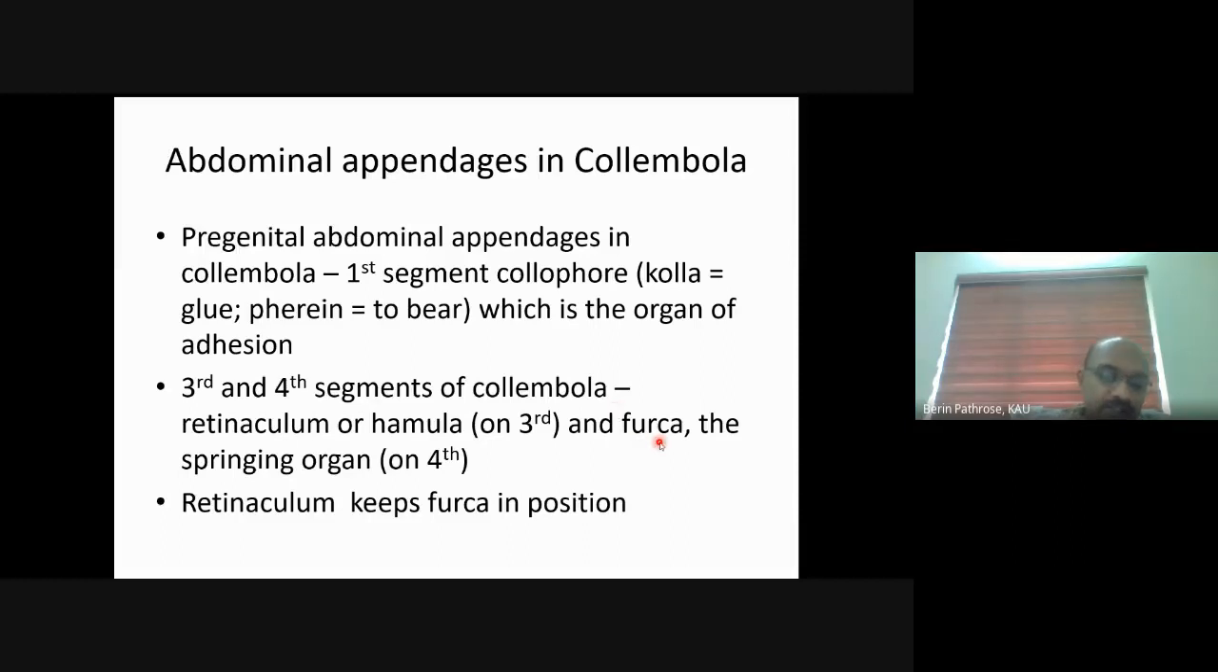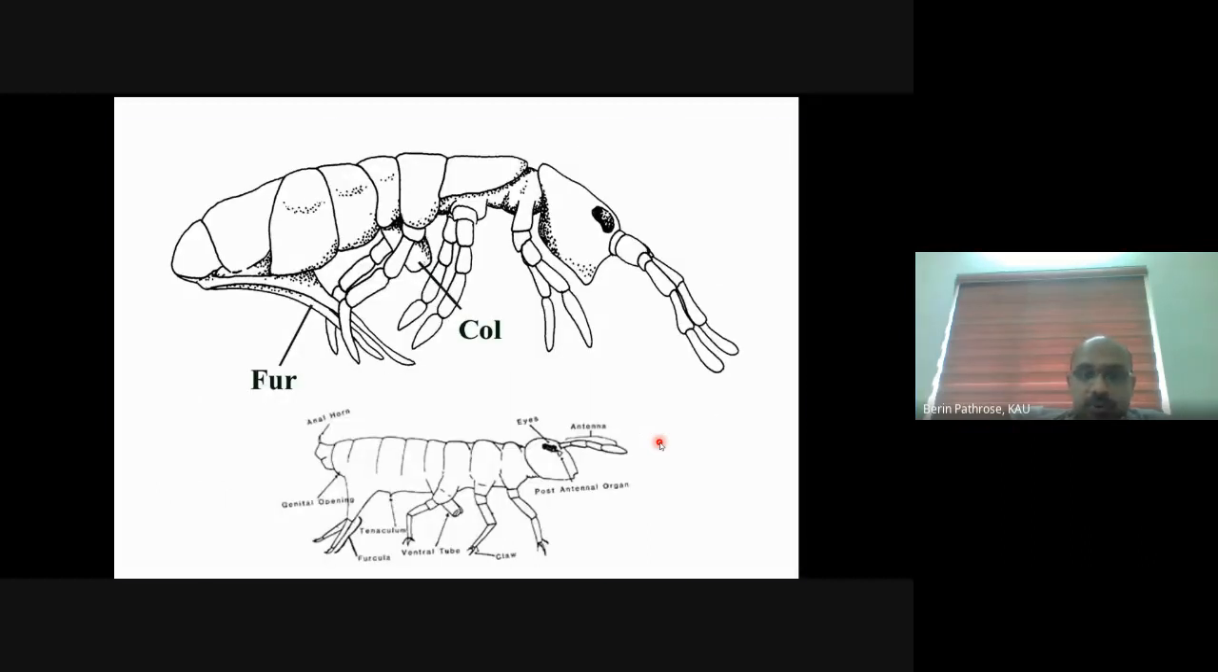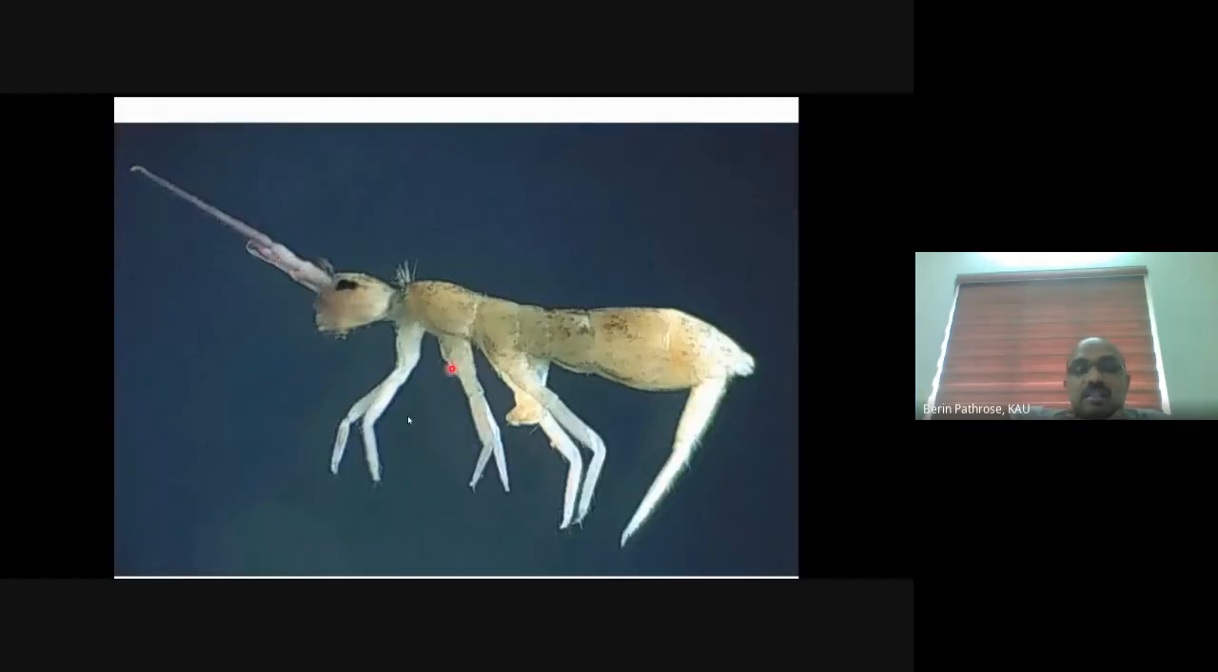So the first abdominal segment in Collembola has the colophore, the third has the retinaculum, and the fourth has the furca. I will show the picture. See, this is the head, this is the thorax: pro, see the foreleg; meso, the mid leg; and metathorax. And see the first abdominal segment over here. You can see this is the colophore.